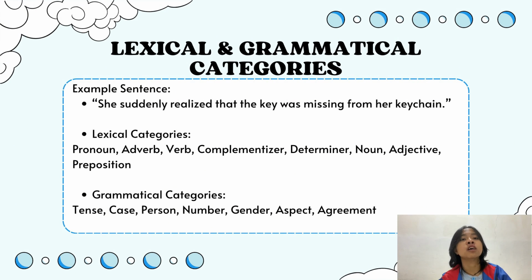And "keychain" is a noun. And then the grammatical categories of this sentence: "she" is case nominative, person third, number singular, gender feminine. "Realized" is tense, which is past tense. "Key" is number singular. "Was" is past tense, and agreement third person singular. And "missing" is aspect, progressive or continuous. "Her" is case possessive, person third, and number singular, gender feminine, and "keychain" is number singular.